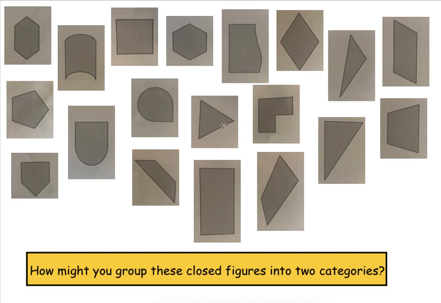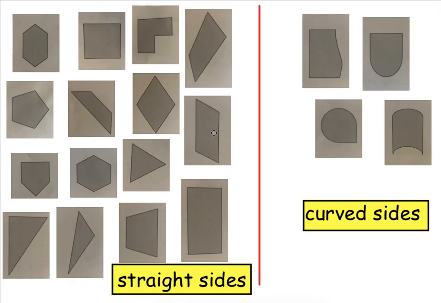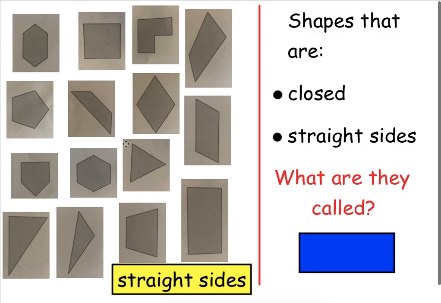So these groups of closed figures could be grouped into two categories. One, where all of the closed figures have straight sides, and the other one where there's more than one side that might be curved, or they might have a combination of straight and curved sides. So we are going to focus on just the closed figures that have straight sides.